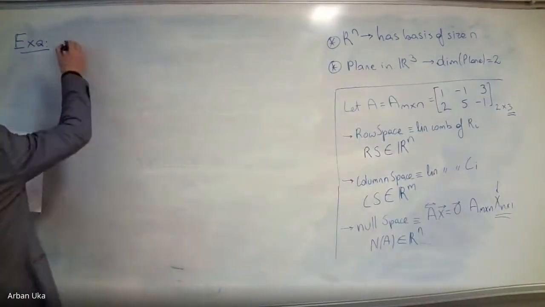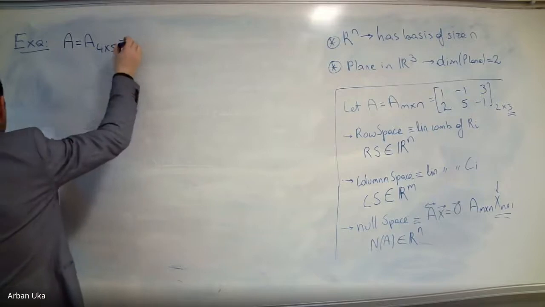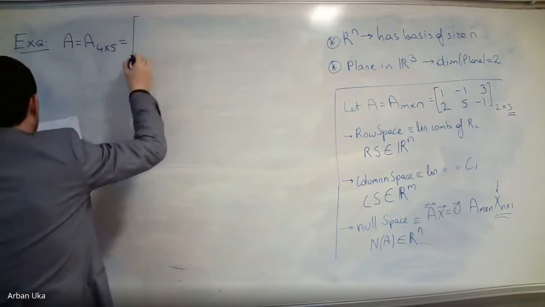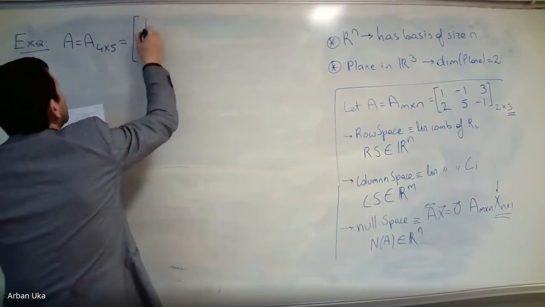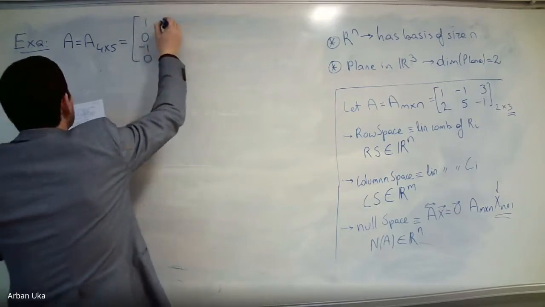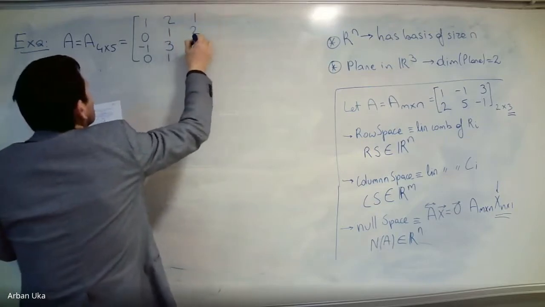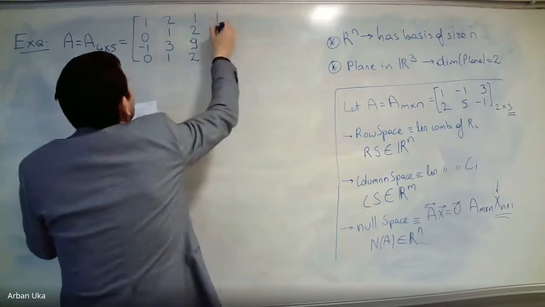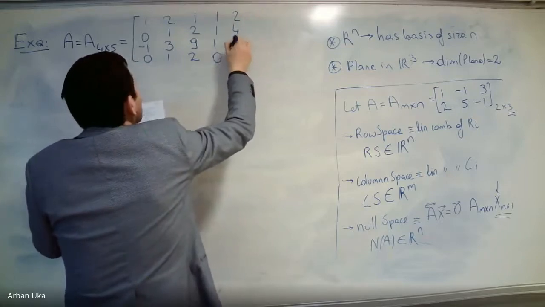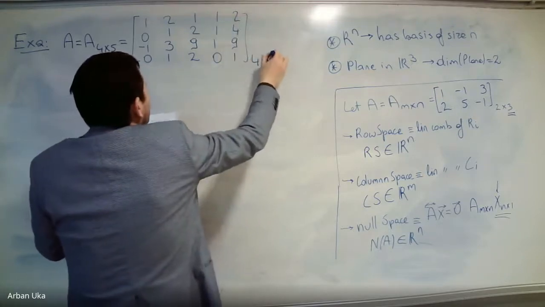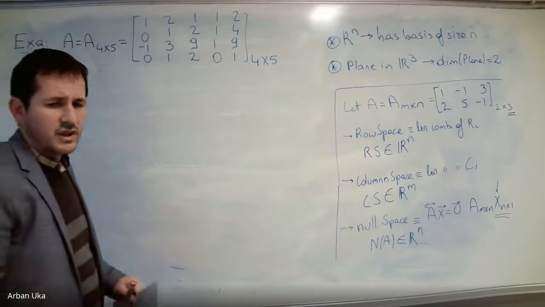Now, let's look at this example. Let's assume that A is a matrix which is 4 by 5, and this is defined as 1, 0, minus 1, 0, 1, 0, minus 1, 0, 2, 1, 3, 1, 2, 1, 3, 1, 1, 2, 9, 2, 1, 2, 9, 2, 1, 1, 1, 0, 2, 4, 9, 1. So this is our matrix 4 by 5, okay? Now, we have some numbers which are put in this matrix.